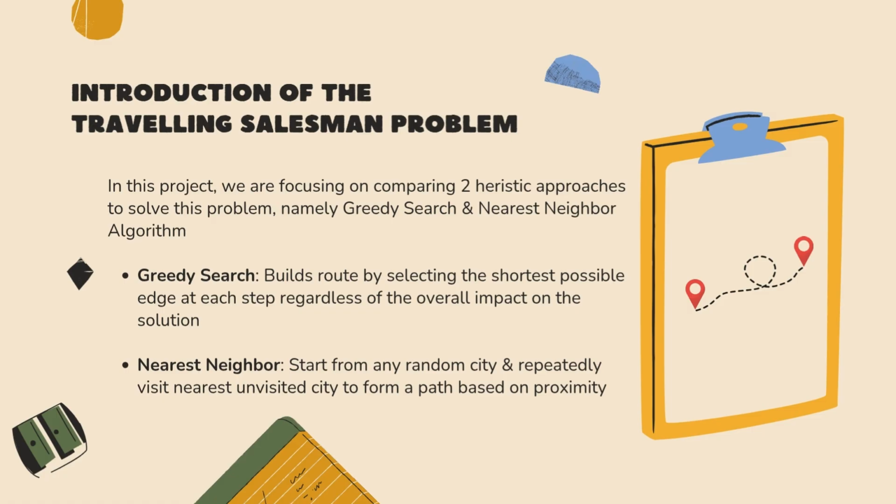For nearest neighbor, we start from any random city and repeatedly visit the nearest unvisited city to form a path based on proximity. Basically, it visits the closest unvisited node.